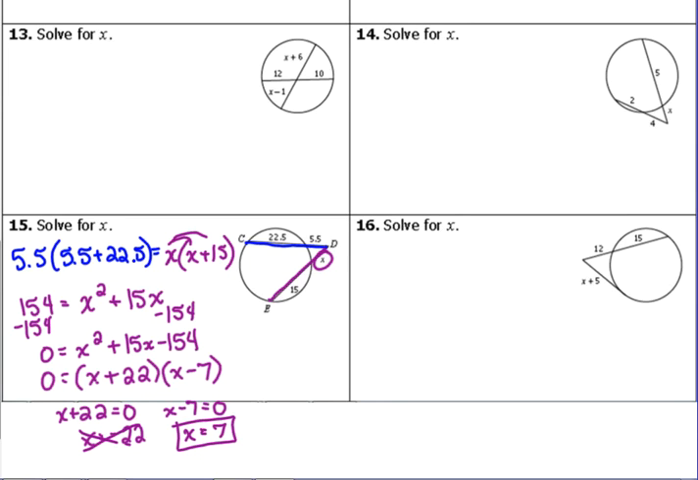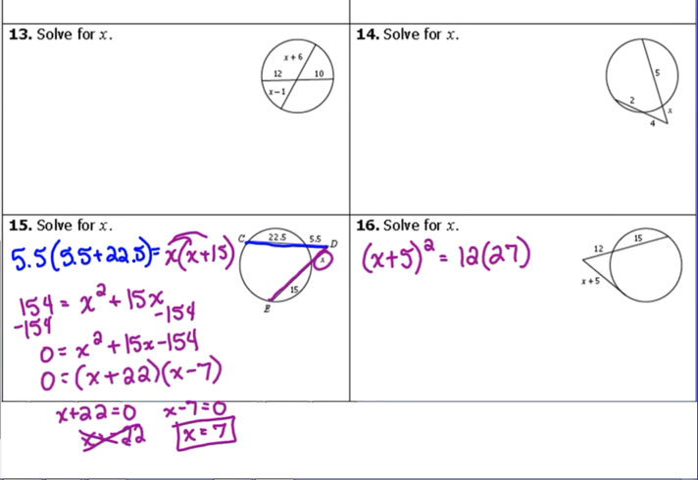Okay. Now, I'm going to start you on number 16. I'm not going to finish it all the way because I just want to point something out. On number 16, this is the tangent one, so that tangent segment gets squared. So x plus 5 gets squared, and then the other side is little piece times whole. So 12 times 27. 12 plus 15 is 27.